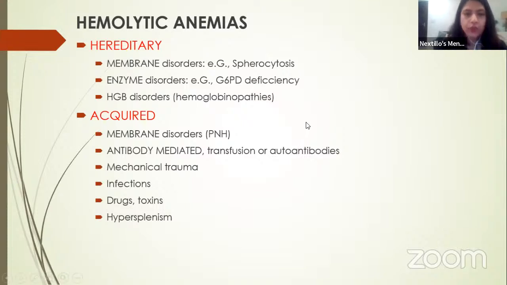Okay. So increased RBC destruction is called hemolytic anemia. So hemo is blood, lytic is breaking down, and anemia, hemolytic anemia.